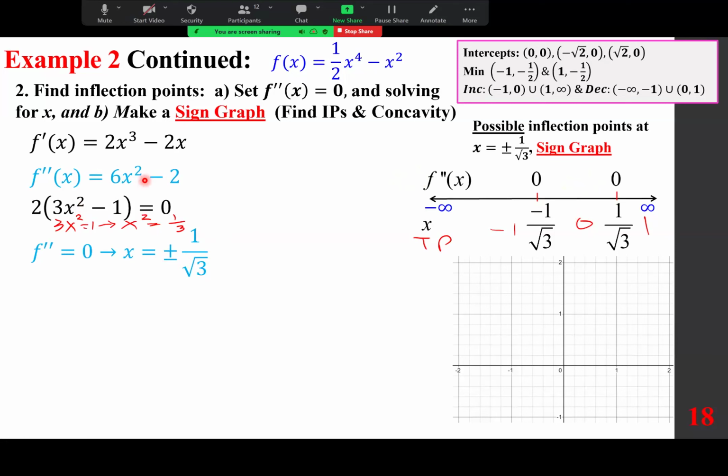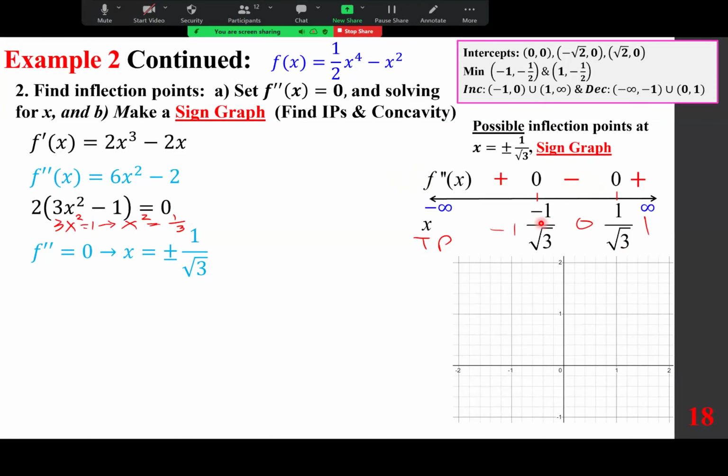If you put it in here, 0 makes it positive. My apologies, positive 6 times 0 minus 2 makes it -2. So makes it negative. And they alternate, positive and positive. Or you can plug in -1, square it, +1 times 6, 6 minus 2, makes it +4 here. So positive, negative, positive. Which means what? These are the inflection points.